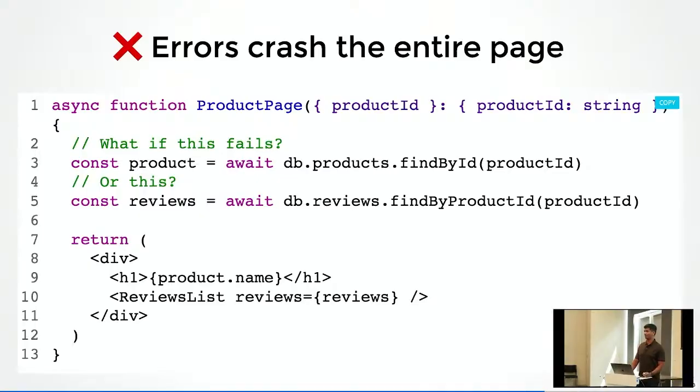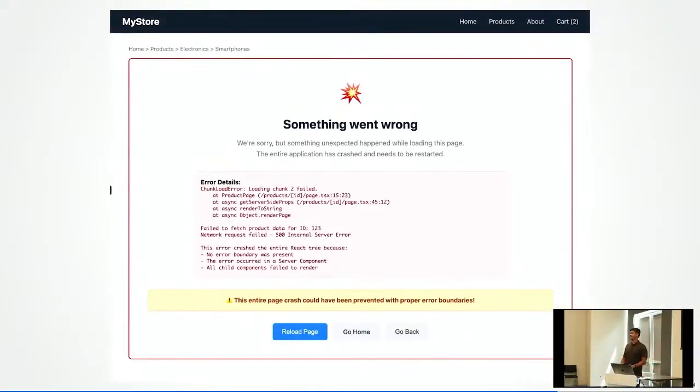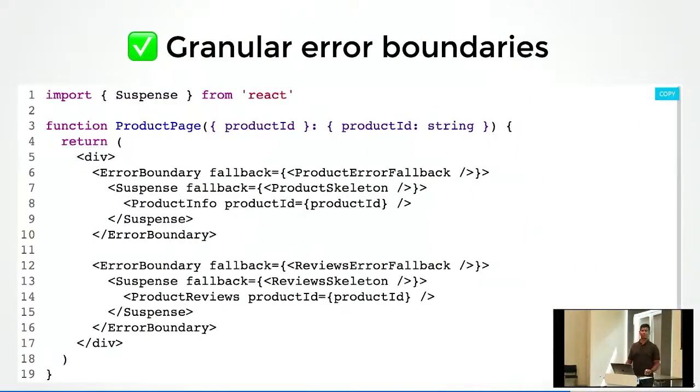Nothing shows up, right? So I wanted to get creative with this, and I asked AI to generate what this is going to look like. Not only did AI generate this error scenario, but it actually told me what's wrong. It's like, you gotta know better. The entire page crash could have been prevented had you used a granular error boundary. All right, so that's what we'll do. We'll go add error boundaries to solve it.